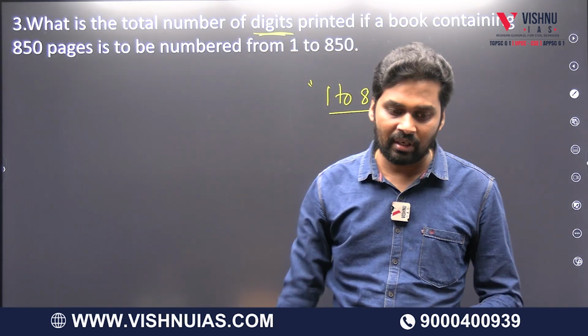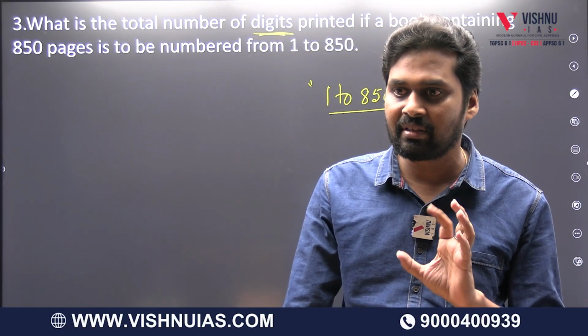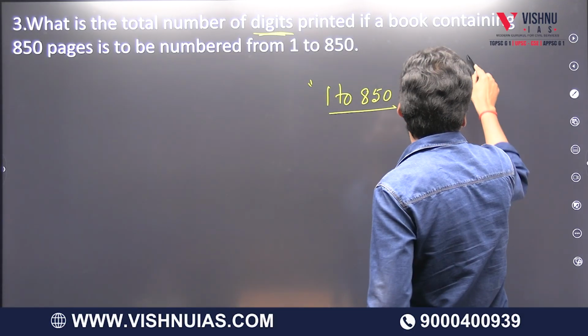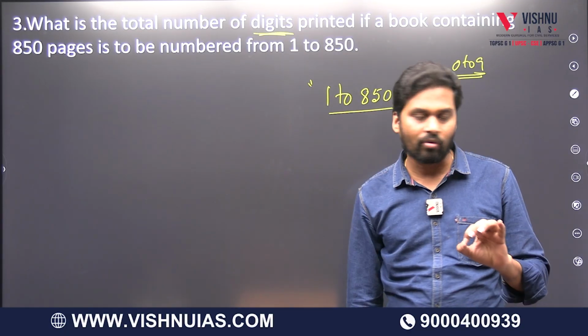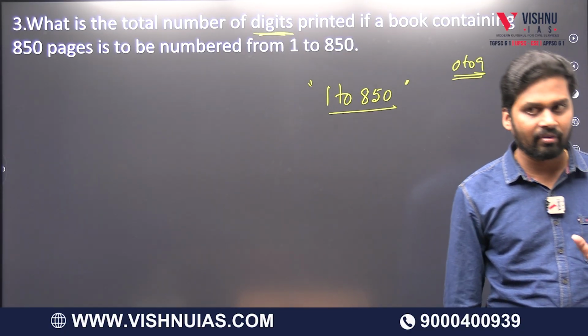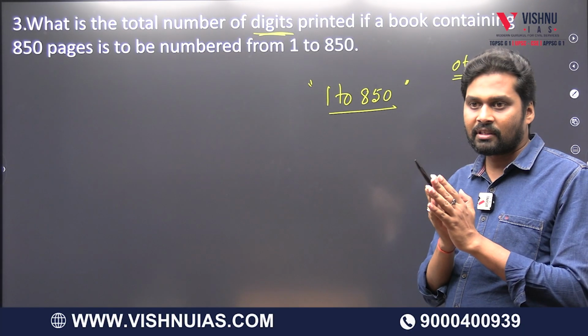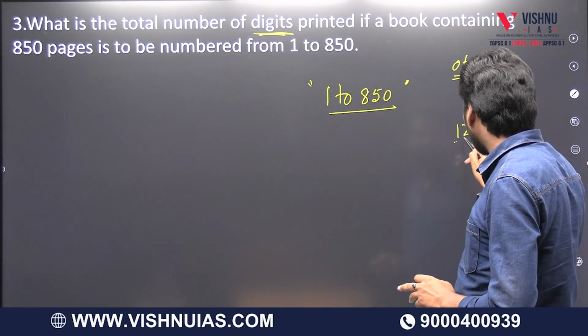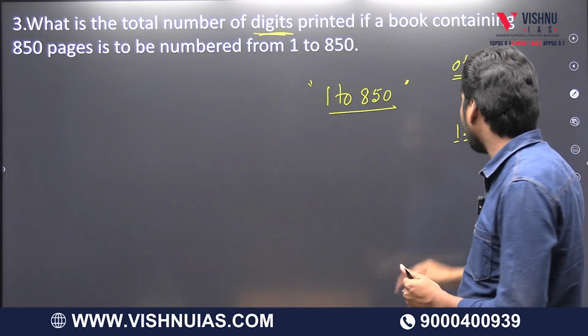So we need to know the difference between a digit and a number. What is meant by digit? Digit means 0 to 9 is called digit. 0, 1, 2, 3, 4, 5, 6, 7, 8, 9. All these are individually called digits. Number means a combination of digits. Like if I take 12, 1 and 2 are individual digits, and if you combine them, that is called a number.